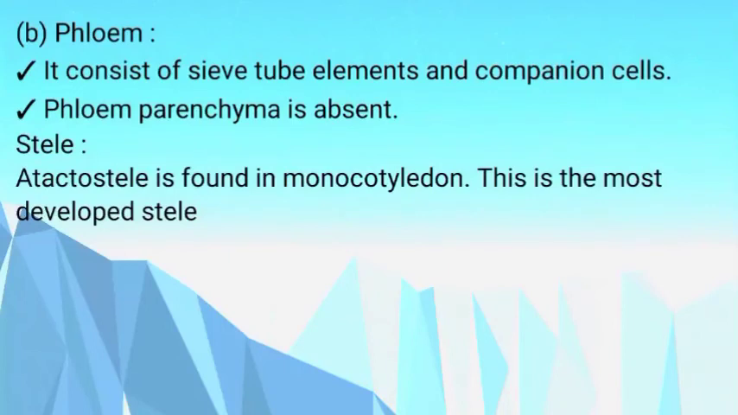The next part is stele. Atactostele is found in monocotyledonous plants. Atactostele, in the sense, the scattered arrangement of vascular bundles in the ground tissue of the monocot stem is called atactostele. Atactostele is the most developed stele in plants.